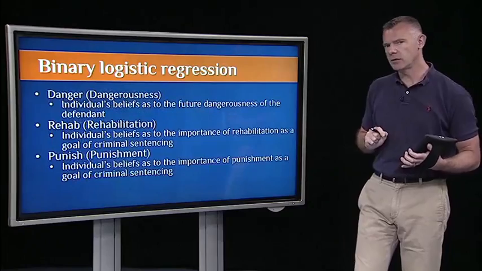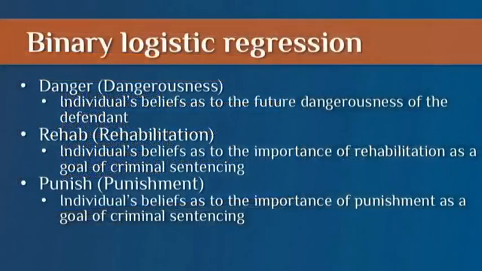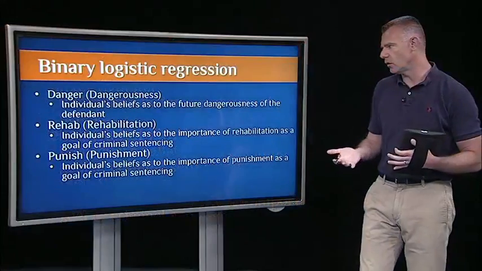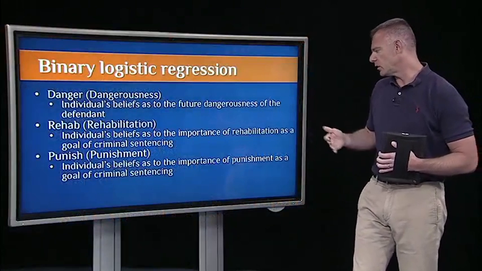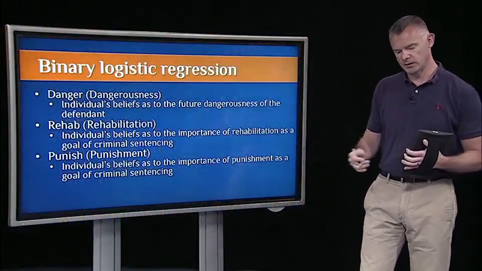By danger, I'm referring to dangerousness. So the individual's belief as to the future dangerousness of the defendant. How dangerous do you think this person is or will be in the future? On a scale of 0 to 10, just rate that. Rehabilitation: the individual's belief as to the importance of rehabilitation as a goal of criminal sentencing. Punishment: the individual's belief as to the importance of punishment as a goal of criminal sentencing.